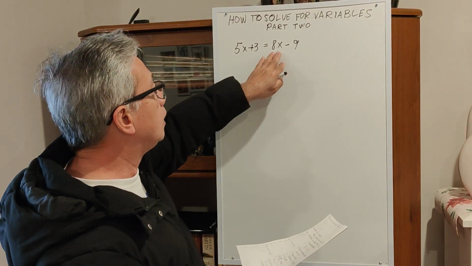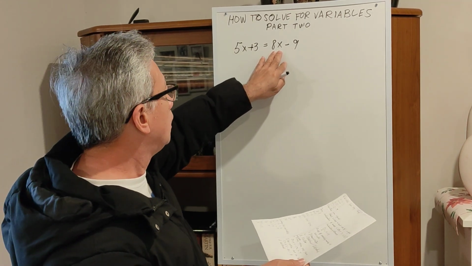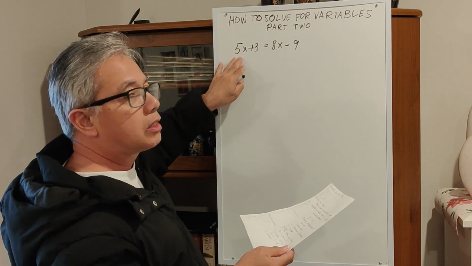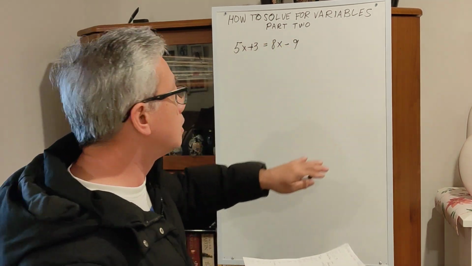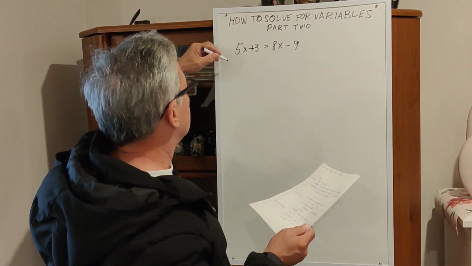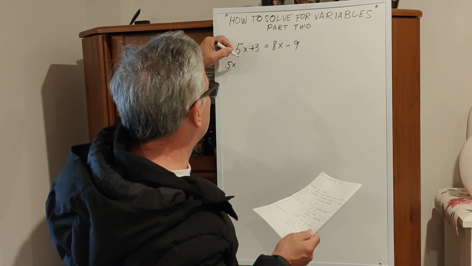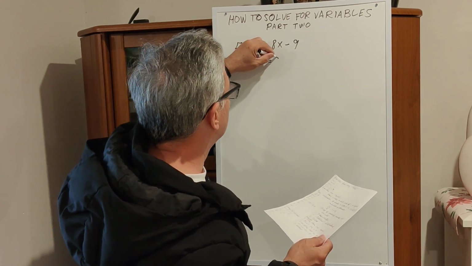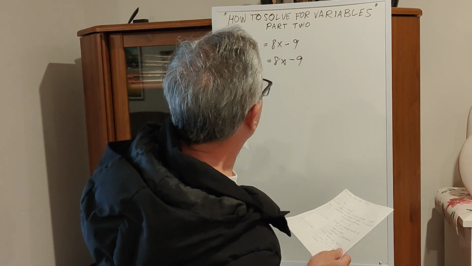So we have the variable here on the right side. We want to remove this one so it can go to the other side. So I'll just rewrite it first. 5x plus 3 is equal to 8x minus 9.